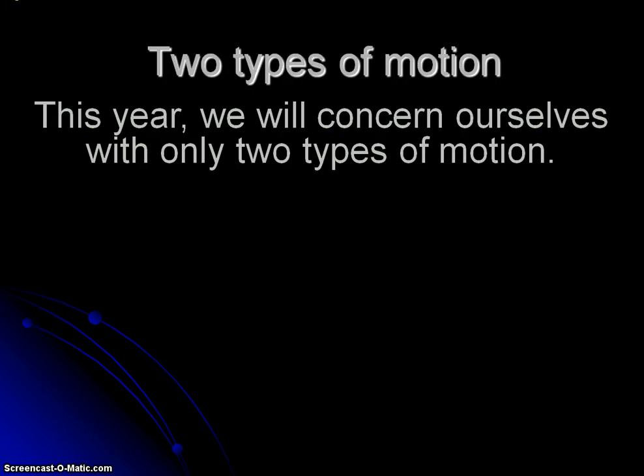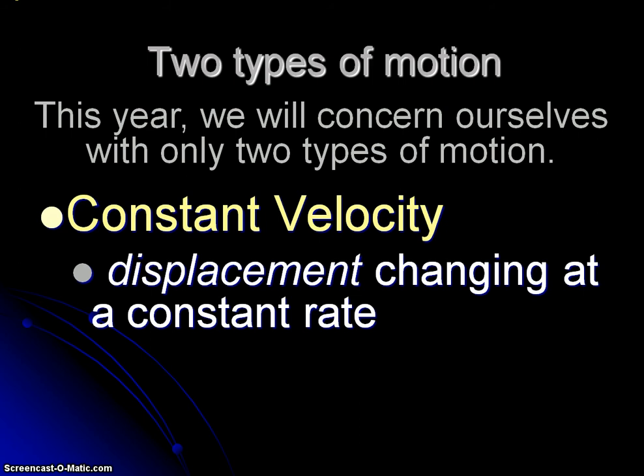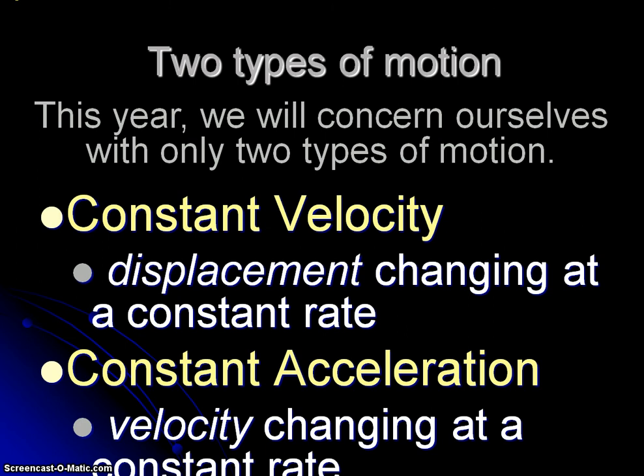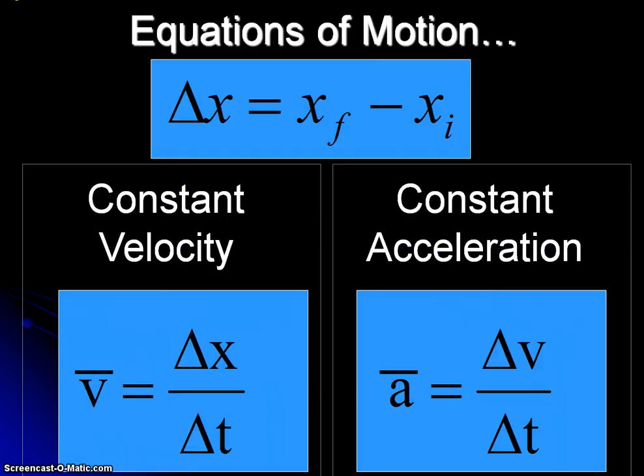This entire year we're going to study 2 types of motion. One is constant velocity, where the displacement is changing at a constant rate, and the other is constant acceleration, where velocity is changing at a constant rate. So the good news is, though we are studying all different types of motion and applying these concepts, the only 2 that you really have to know inside and out are constant velocity and constant acceleration. So here are the equations of motion. This is just so you understand what delta means, so change in position. This is the constant velocity equation, and the constant acceleration equation. And again, remember, you can pause this video anytime you want, so you can write this stuff down.